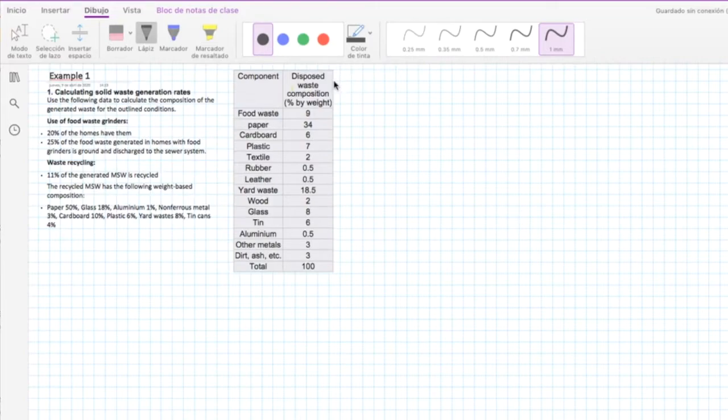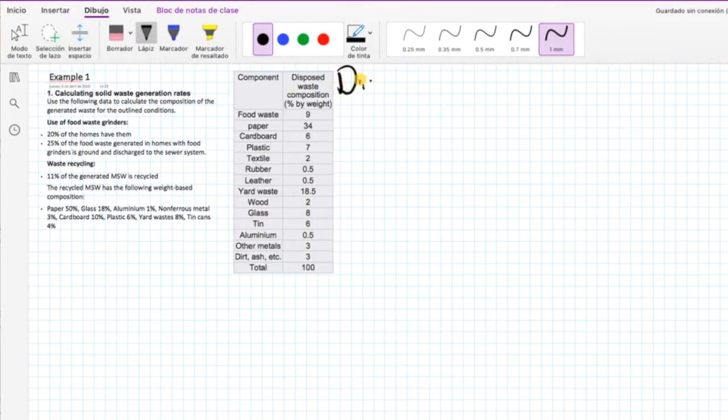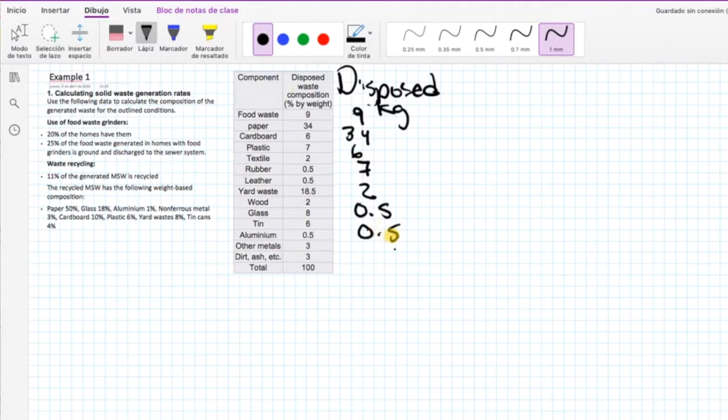Okay, to start with this example, we need to have a calculation base, and we are going to use kilograms. So everything will be based on 100 kilograms, and now we can convert the percentage to kilograms of disposed waste. So that means that we will have the same numbers, but now this will be in kilograms.